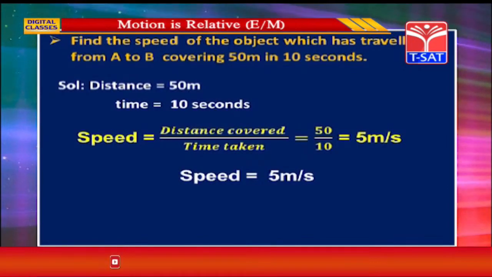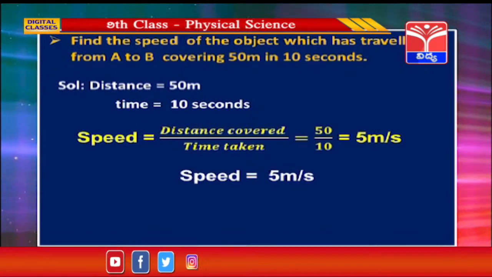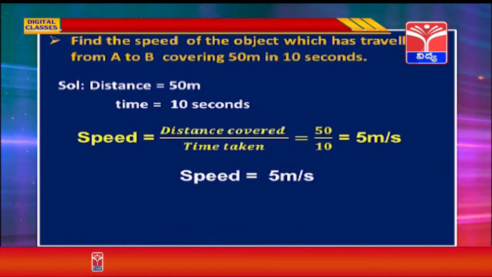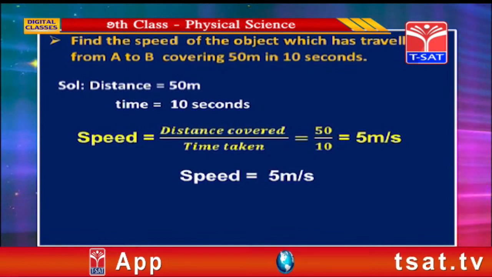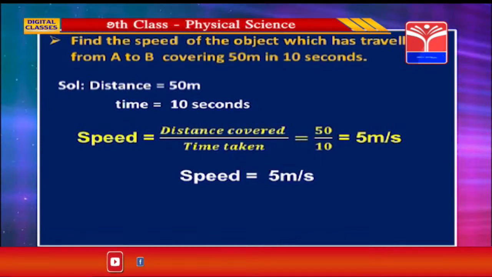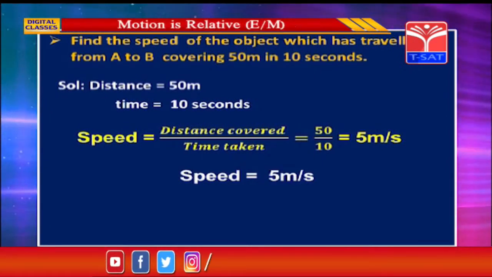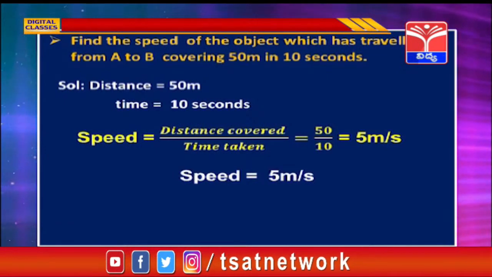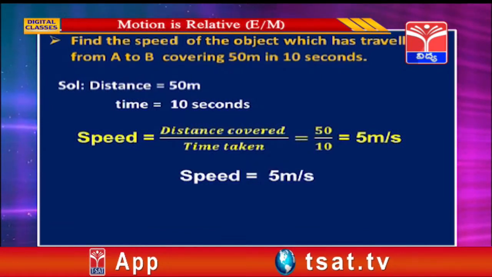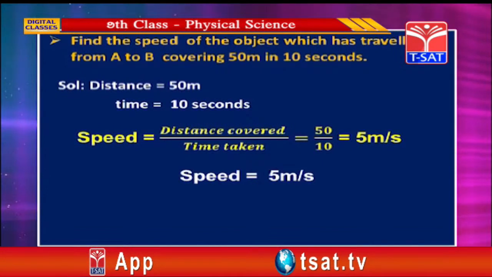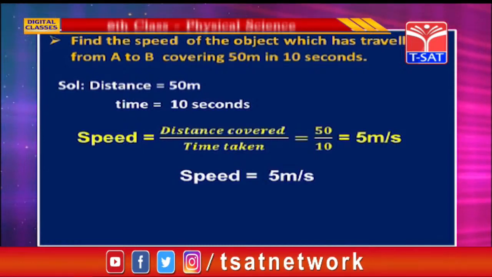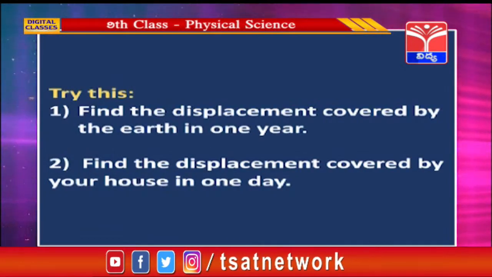Let us calculate another numerical on speed. Find the speed of the object which has travelled from A to B covering 50 meters in 10 seconds. Here the distance is 50 meters, time taken is 10 seconds, and the formula for speed is distance covered by time taken. Substituting the values, we get speed is equal to 50 by 10, which is 5 meters per second. So here the speed of the object is 5 meters per second. Children, you can try these questions.